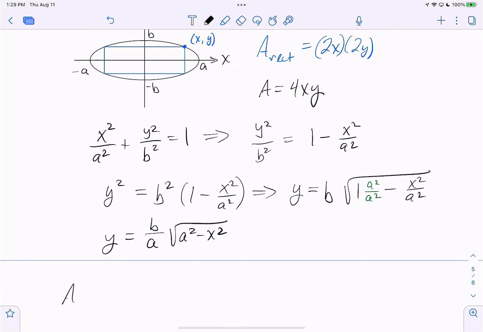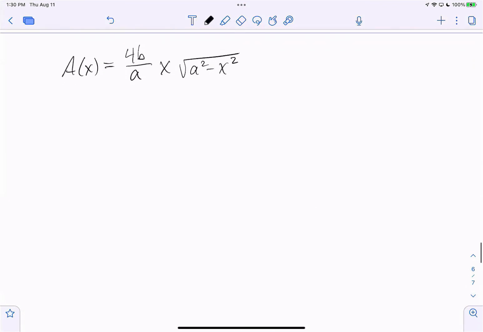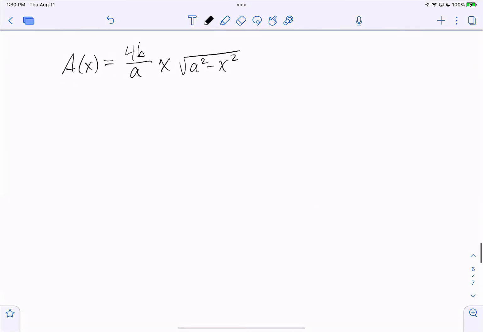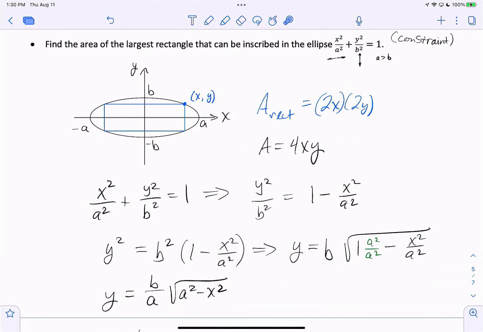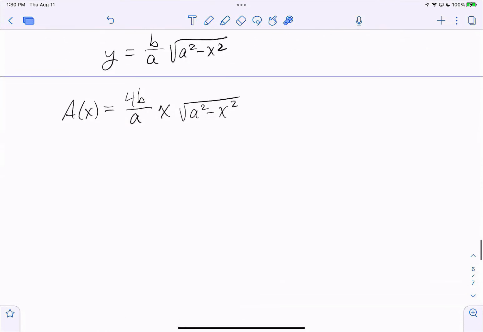Now I can write down the area as a function of x and say that it's 4b over a times x times the square root of a squared minus x squared. Now that I've gotten it to this point, and this is the variable x, I want to make sure that's clear, I'd like for you to go ahead and finish the problem, keeping in mind that we're asked for the area of the rectangle.